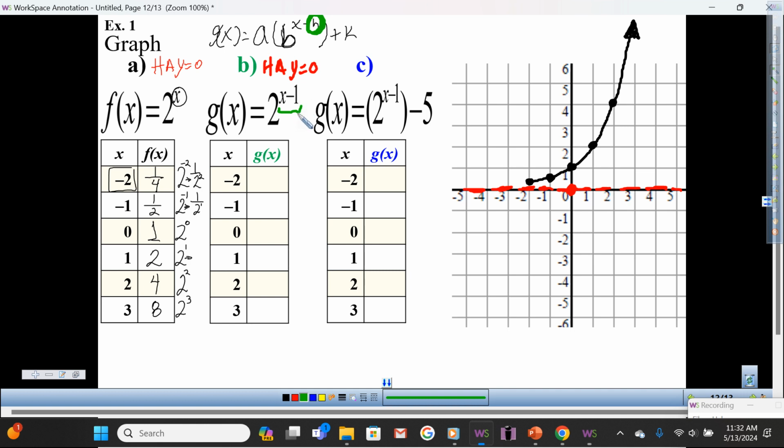It's going to move to the right. How many steps, Anthony? Yes, one step to the right. Put a right arrow like that. Let's move all these points one step to the right. One to the right, one to the right, one to the right.